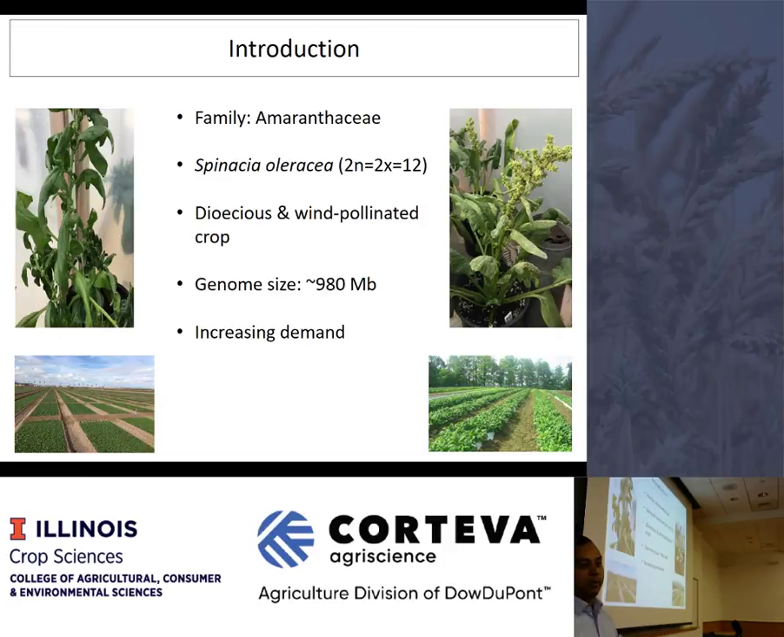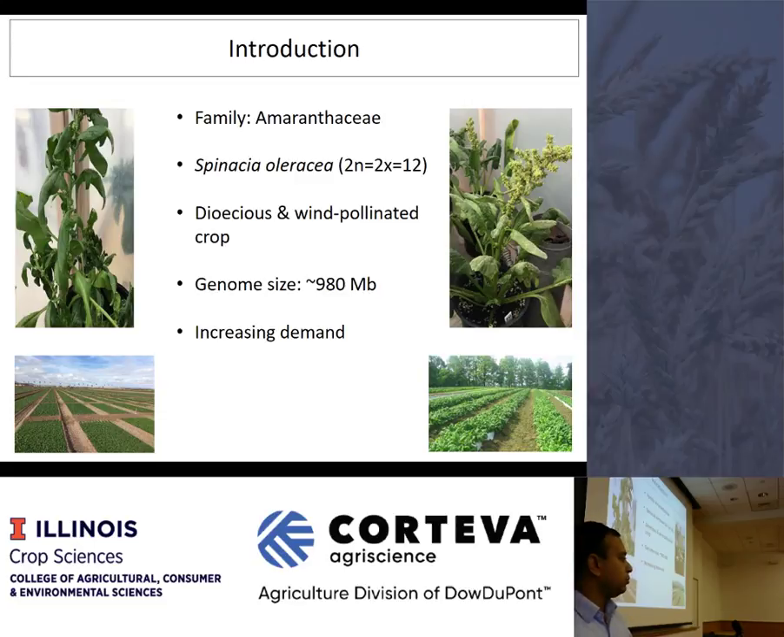Spinach belongs to the Amaranthus family. There are some other important crops like quinoa and beet, sugar beet in the Amaranthus family. It's a diploid crop. It's a dioecious crop, as you can see in the picture, female on left and male on the right. But there are some other forms of flowering in spinach, but most are dioecious, and they are wind pollinated, so they are highly heterozygous.